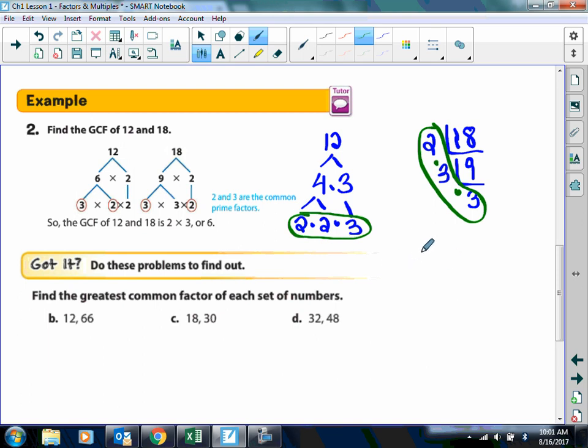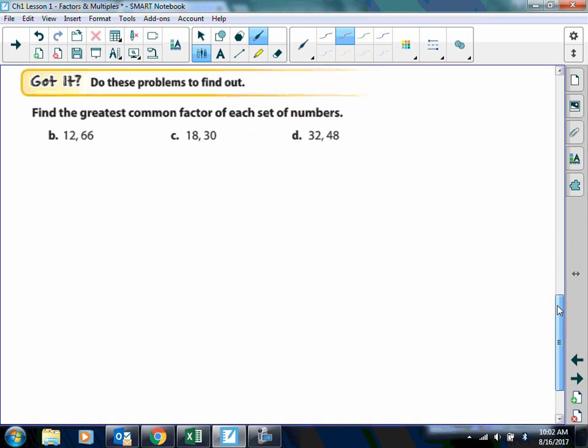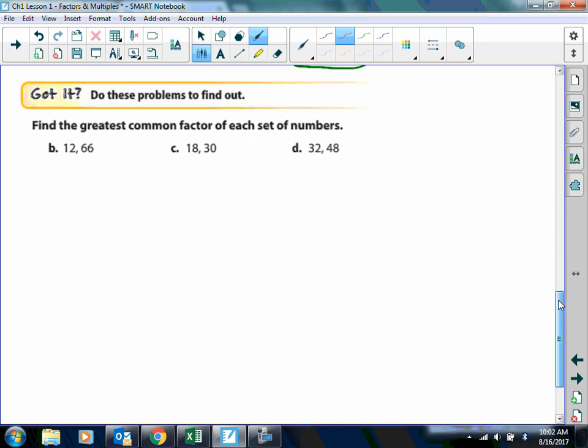Then, of course, what you're going to do is multiply the factors that they have in common. So here we've got, bless you, the 2's in common and a 3 in common. You see that? The 2's are in common and the 3's are in common. So to get the greatest common factor, you're just going to multiply 2 times 3, which is equal to 6. You got that? All right. So let's do B, C, and D together. These are the ones we're going to write down in our notes.